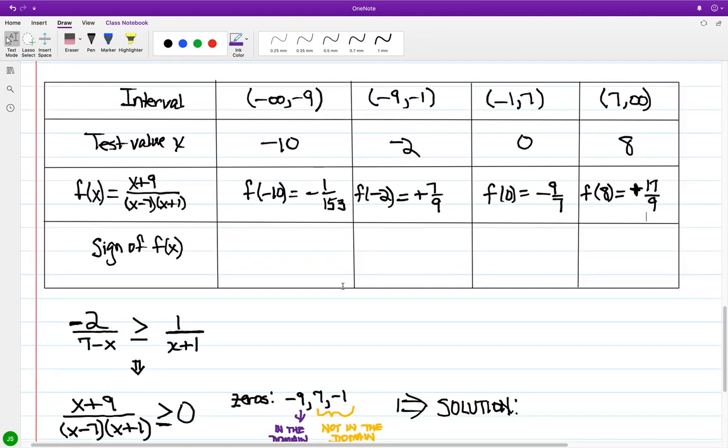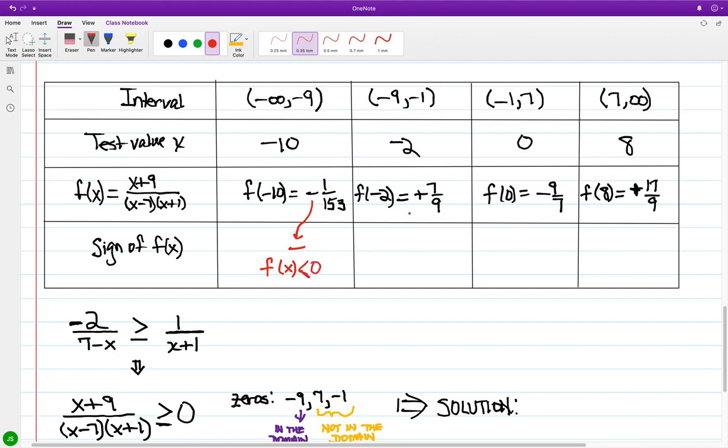Okay, and in setting up a table, we have as an input value for the first interval, negative 10, and then negative 2 for the second interval, 0, since 0 lies between negative 1 and 7, and 8 can be chosen for the last interval test amount. Okay, and plugging in each of the values into f of x equal to the ratio x plus 9 divided by the product of x minus 7 and x plus 1, we have f of negative 10 is negative 1 over 153, and the sign of f of x is going to be negative. So we have here that f of x is less than 0.